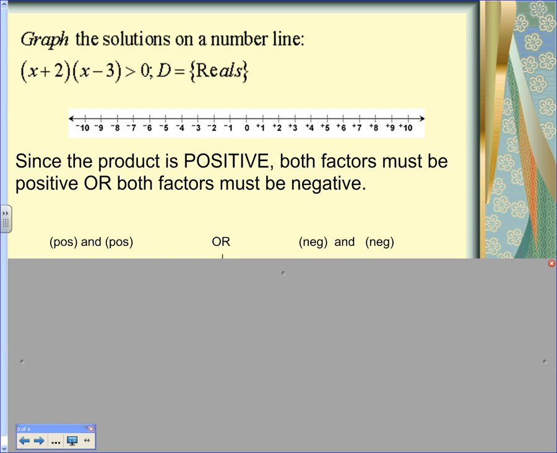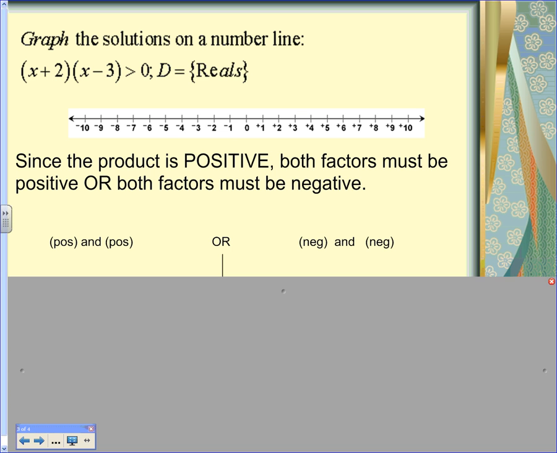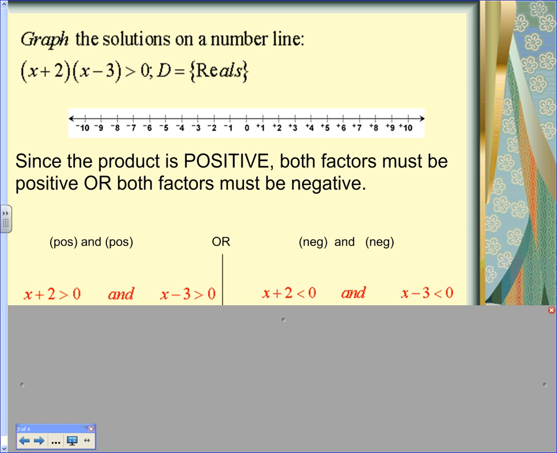Okay, so if this has to be positive, x plus 2 has to be greater than 0, right? And what do we know about x minus 3? It also has to be greater than 0. X plus 2 is greater than 0, and x minus 3 is greater than 0. Do you see how that works? But if it has to be negative, x plus 2 has to be less than 0. And x minus 3 has to be less than 0. Does that make sense? Because if it has to be negative, it's got to be a number smaller than 0. So these two are if they are positive, and then these two would be negative numbers.